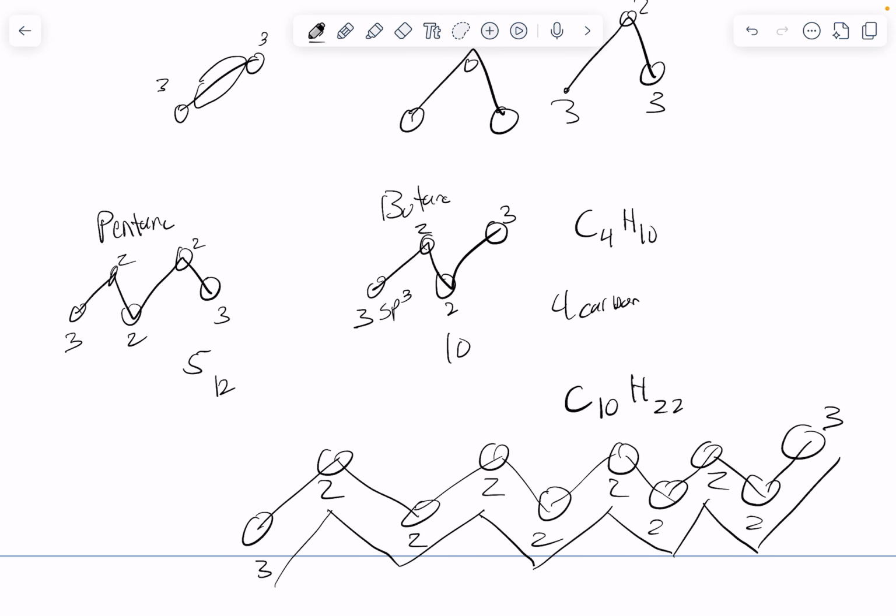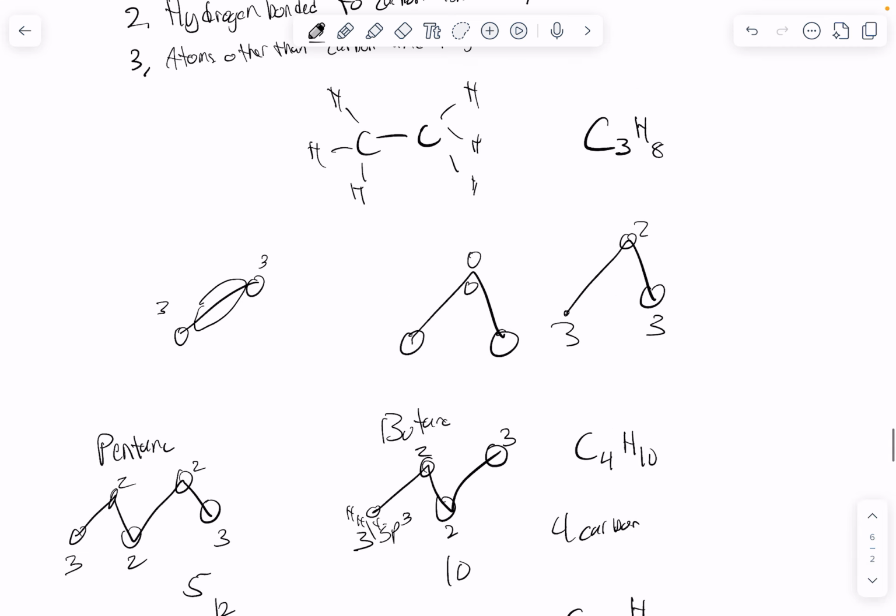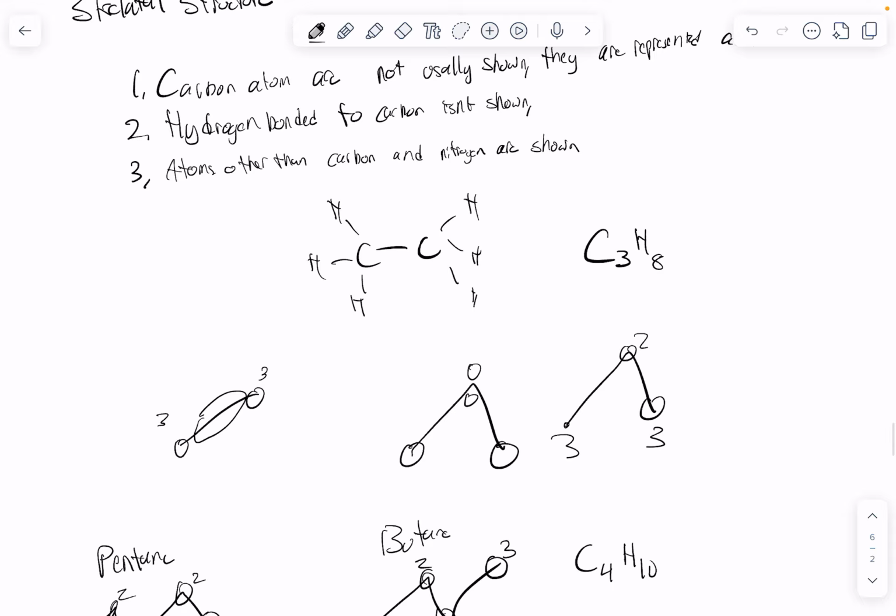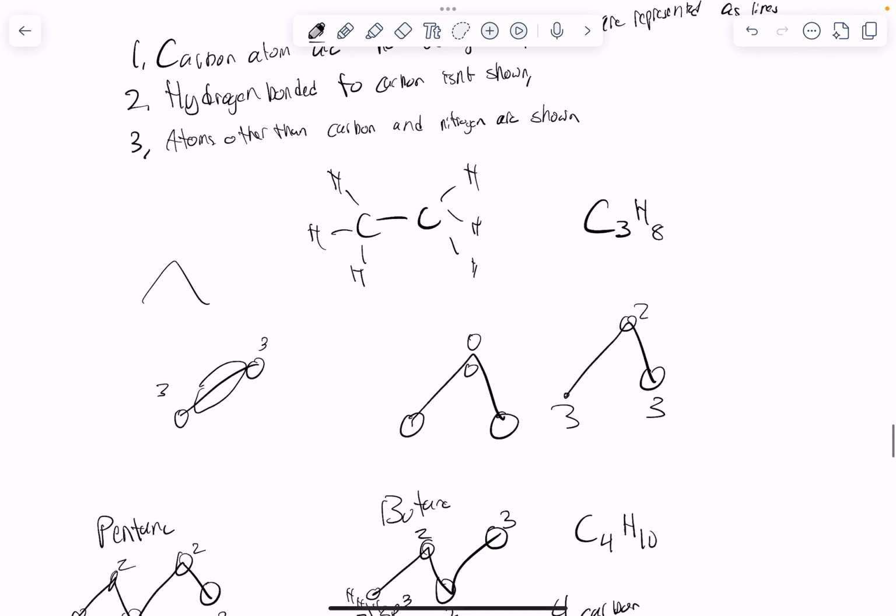sp3. You got the 3 hydrogens out here. Because in these skeletal structures, go back to the rules, carbon atoms are not shown. They're shown as lines. The hydrogens are not shown. We just assume there are as many hydrogens as we can fit. And then atoms other than carbon are shown. Oh, not nitrogen, I'm sorry. Hydrogen.